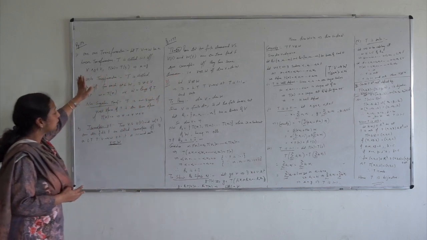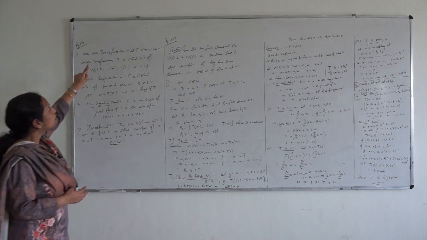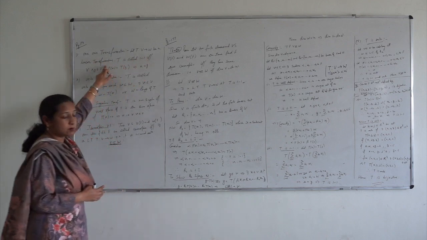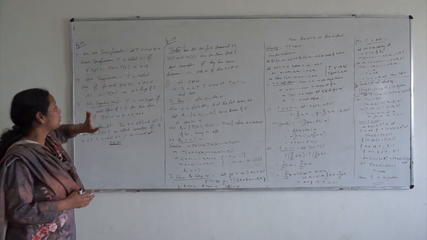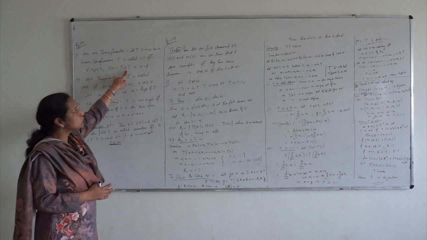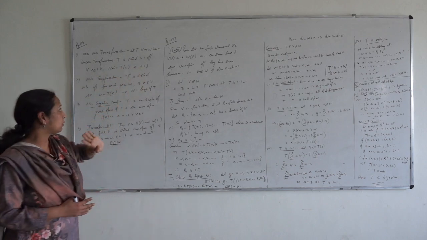To discuss this theorem, firstly we will discuss 1-1 and onto transformations. 1-1 transformation: let T: V to W be a linear transformation. Then it is called a 1-1 transformation if for all x, y belonging to V, if Tx is equal to Ty, then x is equal to y.